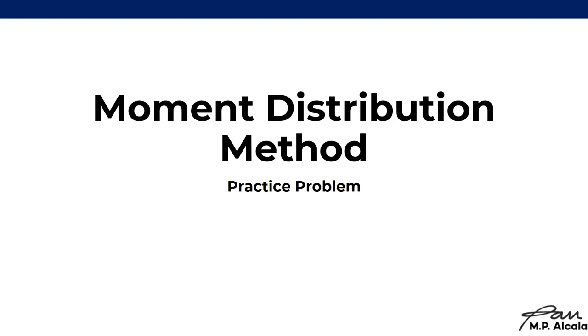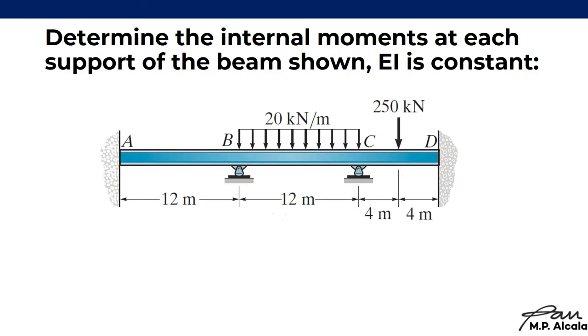Today I'll be discussing the moment distribution method for our practice problem. Let's look at this example: to determine the internal moments at each support of the beam shown, wherein EI is constant. Since point A and point D are fixed supports, and we have joints B and C, we have an indeterminate structure. Thus, we will apply the moment distribution method.